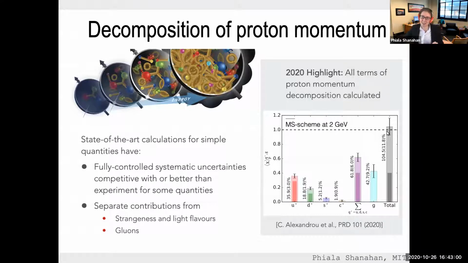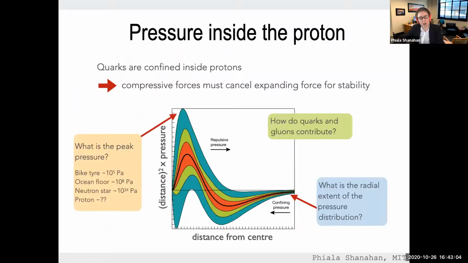So we can go to something a little bit more dynamical, a bit more 3D, and ask about the pressure distribution inside the proton. Of course the proton's stable. So if we have some sort of repulsive pressure, some expanding force, then there must also be some compensating confining pressure, some compressive force, for stability. A cartoon of the pressure distribution in the proton, moving out from the center along a radial distance, could be something like this.